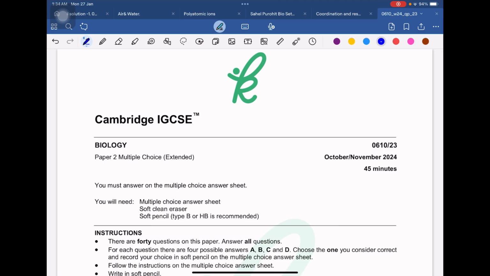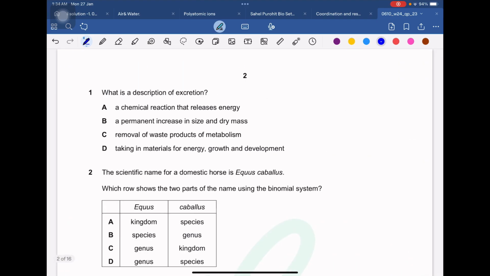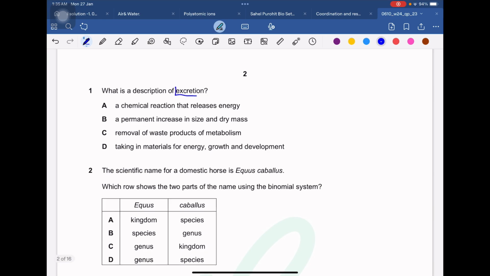Today we are going to solve a biology paper 2 of October-November 2024 variant 2-3. Let us start with solving the paper. Let us read the first question which says, what is the description of excretion?